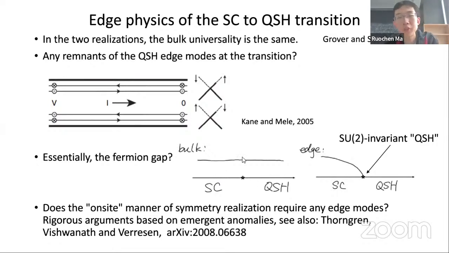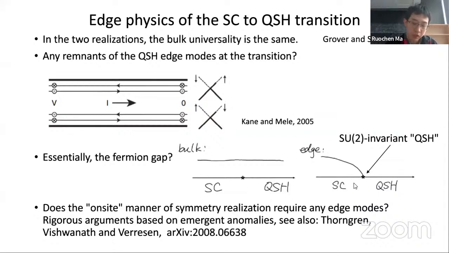And the question is about the edge. We know that in the quantum spin Hall insulator, there is a pair of gapless helical modes. So on the quantum spin Hall side, on the edge, the single fermion gap is 0. But on the superconductor side, there is a non-vanishing single fermion gap, even at the edge.